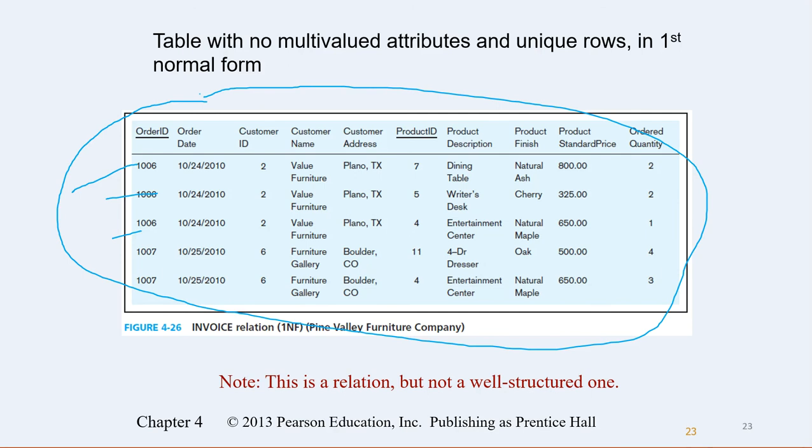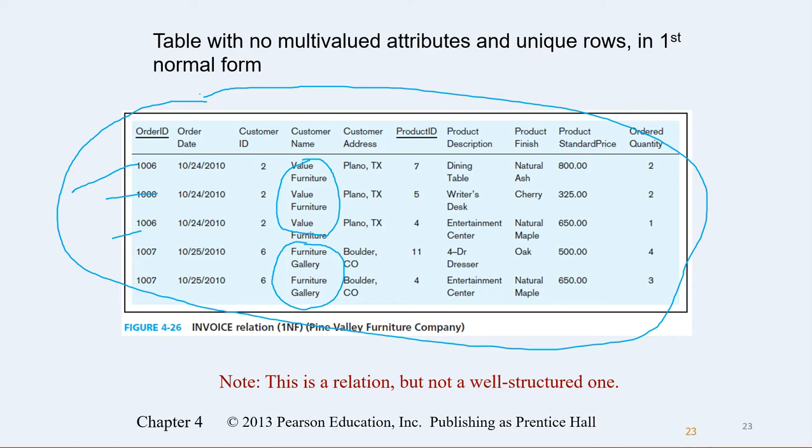Anomalies still exist here. For example, the insertion anomaly: every time we enter a new order, say Furniture Gallery places one more order, we have to add or repeat this customer information for every order ID they have placed. So this is getting repeated again and again.